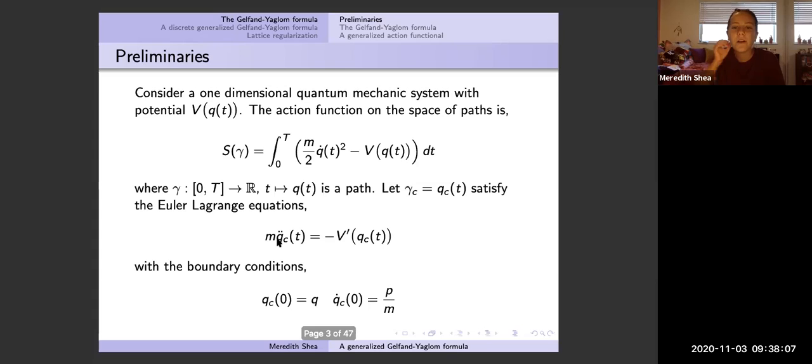So we're going to specify the classical path or the critical path, whatever you want to call it. And you can use the notation of just a subscript C. And so we have gamma_C is equal to q_C(t), and this path specifically satisfies the Euler-Lagrange equations. And then we have the specific boundary conditions where we denote q_C(0) to be q, and then the derivative q_C dot at 0 to be p over m. So p and q are just some parameters, which will change the classical path, I guess.